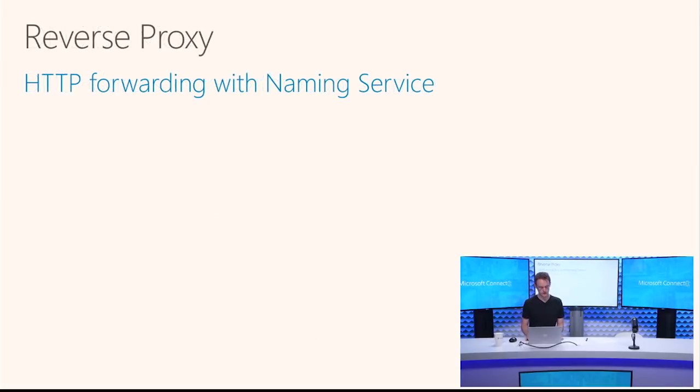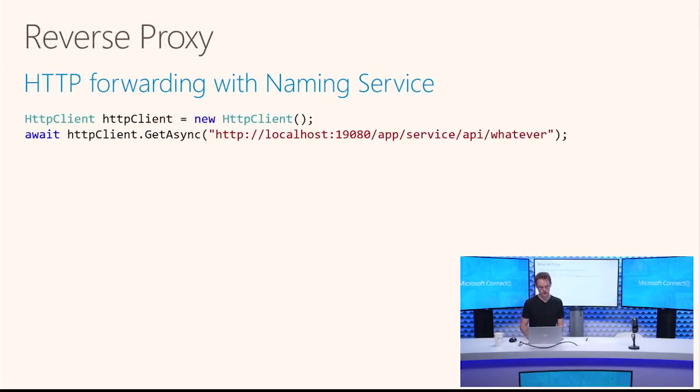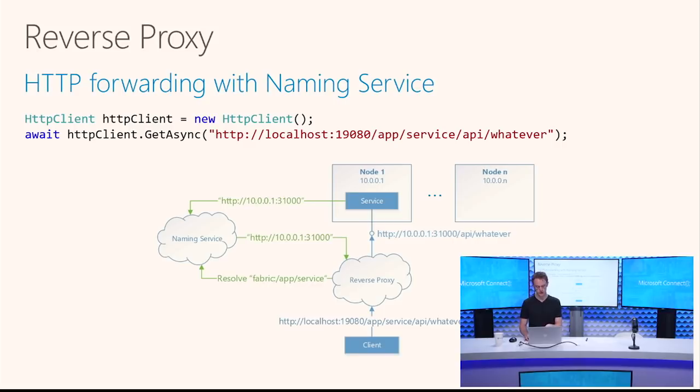And then the reverse proxy, which has HTTP forwarding, is fairly similar. Again, you just create an HTTP client, and you talk to this special service proxy URL, make a request to that, and this way, now the reverse proxy is doing the heavy lifting of looking up the service endpoint, and then it forwards a request for you.